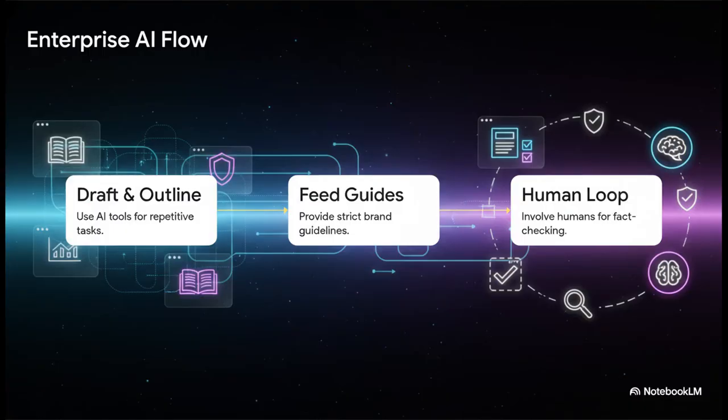Bringing it all together, let's look at this enterprise AI workflow blueprint. It's a simple 3-step process. Step 1, utilize AI tools for the repetitive heavy lifting, like drafting and outlining. Step 2, feed those tools your strict brand guidelines and style notes to maintain your voice. And step 3, which is arguably the most important one, always keep humans involved for fact-checking, editing, and that final strategic approval. That is how you win with AI.